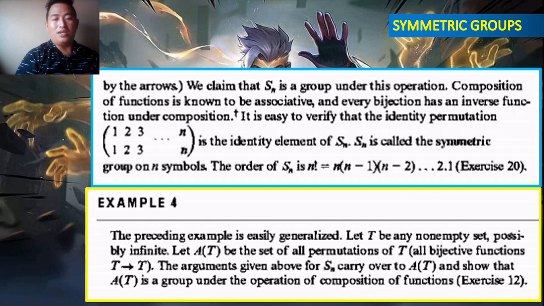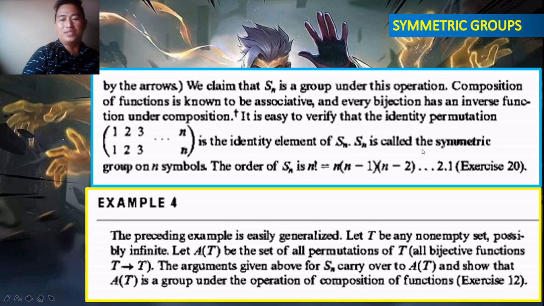Next. Okay, so we claim that Sn is a group under this operation. Composition of functions is known to be associative. Then, every bijection has an inverse function under composition. So, it is easy to verify that the identity permutation, copy everything: 1, 1, 2, 2, 3, 3, and n. Okay, so this is the identity element of Sn.